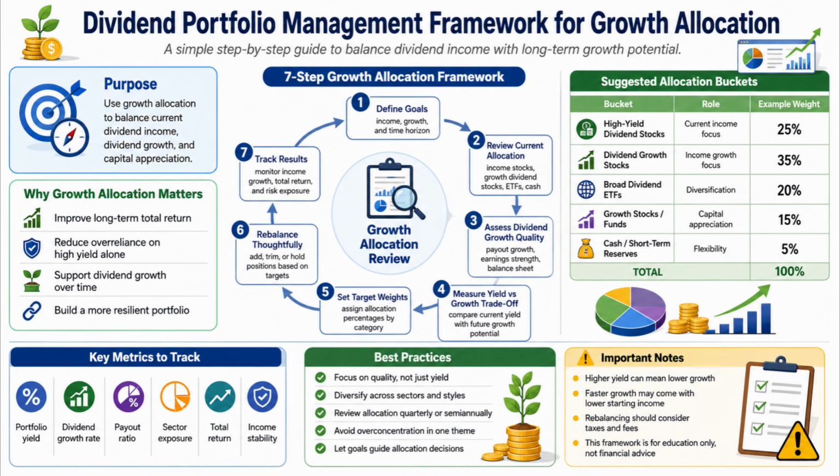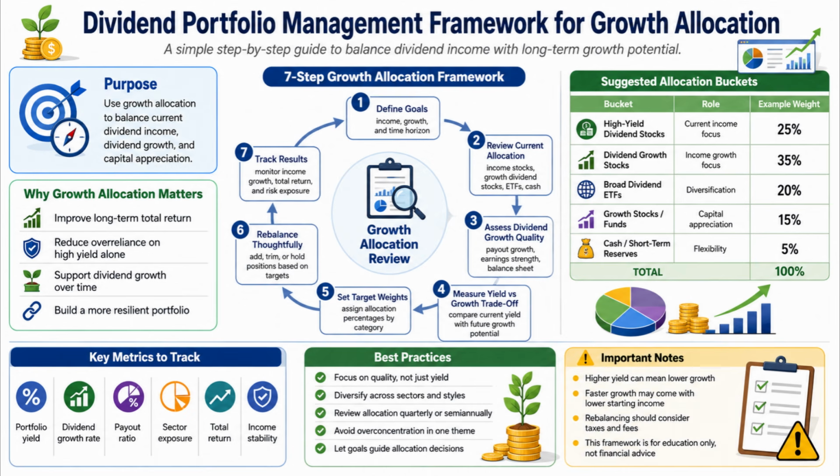First, define your goals clearly. Before choosing investments, think about your income needs, growth expectations, risk tolerance, and time horizon. For example, some investors may want higher income today, while others may prefer lower income now with stronger dividend growth in the future. Next, review your current allocation.